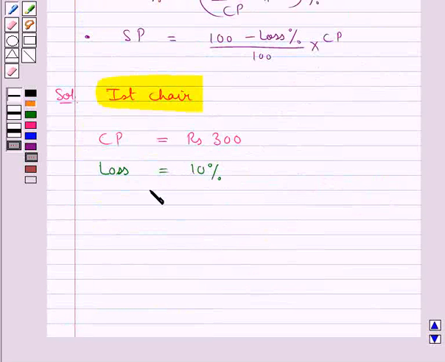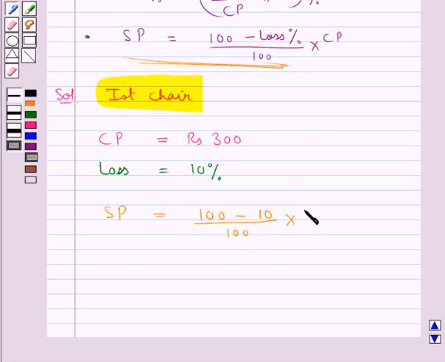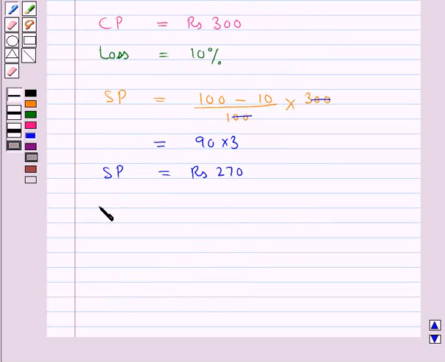Now, we have cost price CP and loss percent. So we can easily find out the selling price or SP of the first chair using this formula as given in the key idea. This is equal to 100 minus 10 upon 100 into 300. Solving this, we get 90 into 3, which is equal to rupees 270 is the selling price of the first chair. Thus, selling price of the first chair is rupees 270.